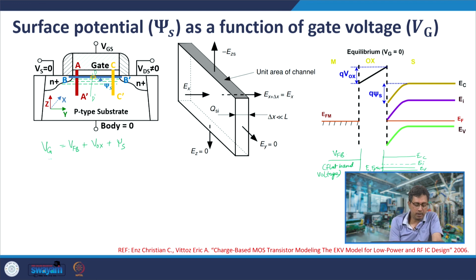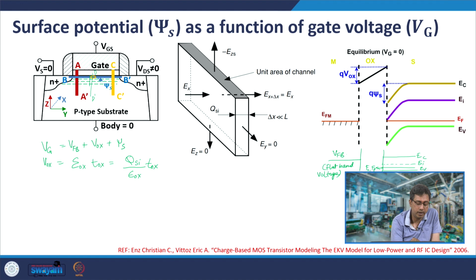So, what is the value of the drop across the oxide? That is the electric field in the oxide times the oxide thickness. So, what is this given by? This would be given by the charge in silicon divided by the oxide permittivity, times the oxide thickness.